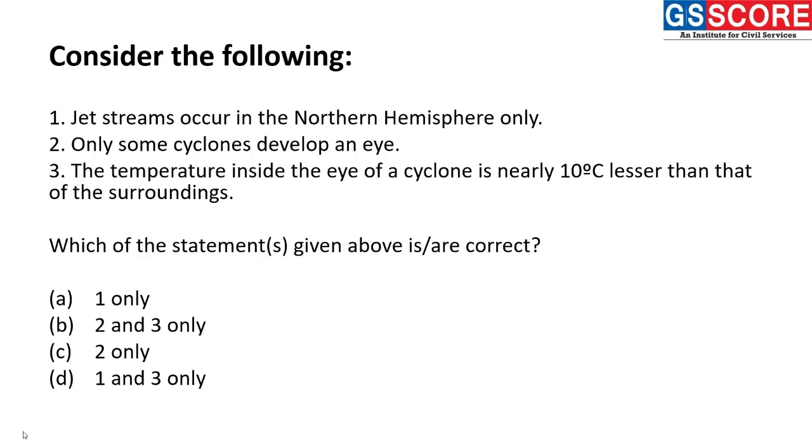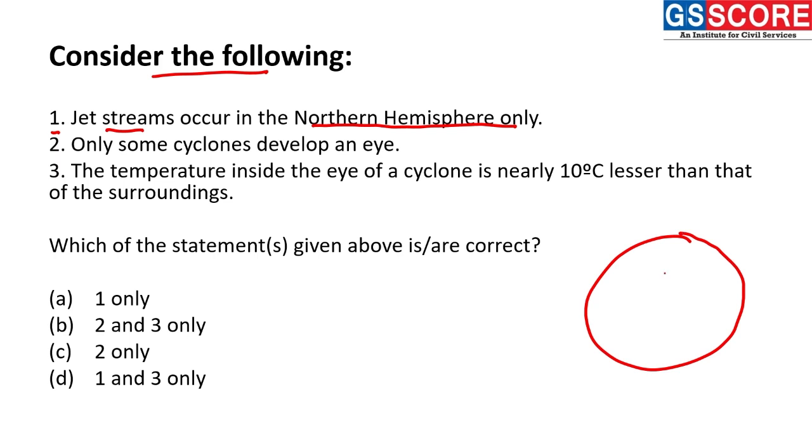Moving forward to our next question, which is related to the jet streams and cyclones. So, consider the following statements. Statement 1 is jet streams occur in the northern hemisphere only. Is this statement correct or incorrect? We can see that jet stream occurrence is a phenomenon which is occurring in both the hemispheres.